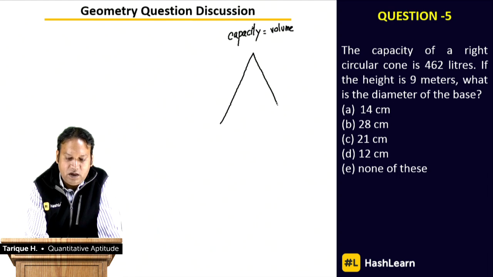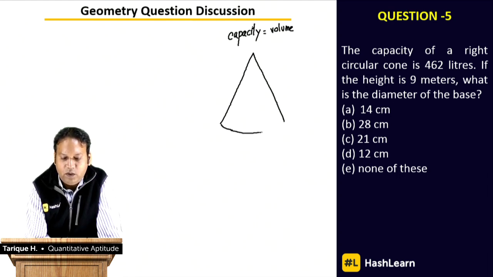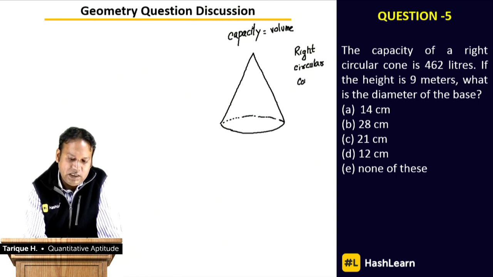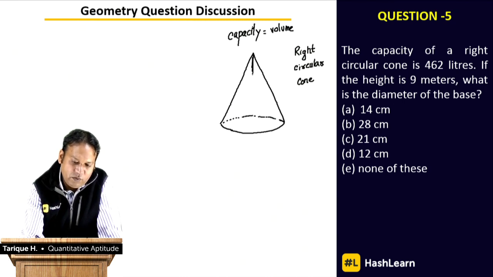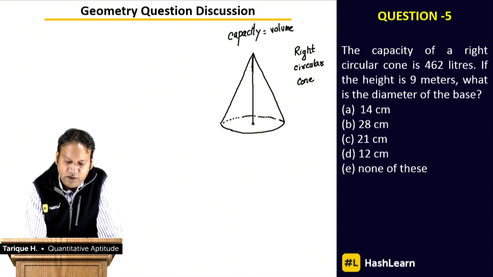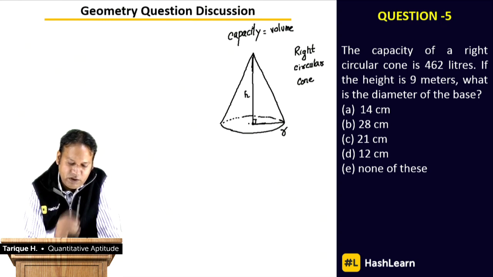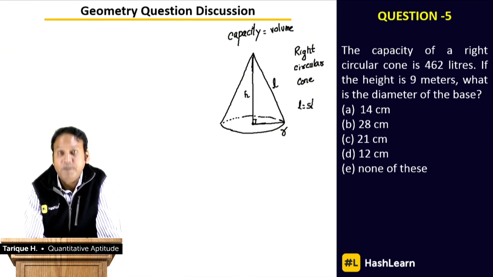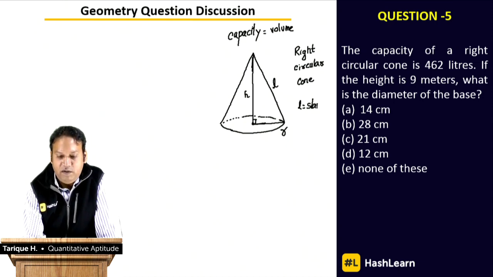So what is a right circular cone? This is how we have a right circular cone. A conical shape with a circular cross section. It is called right circular because it is circular in shape, and it's a cone. If you drop the height and look at the base, there is the radius r and the height h, and the height is perpendicular to the radius. The cone also has what is called the slant height, L, the inclined height of the cone. We don't need slant height in this question.